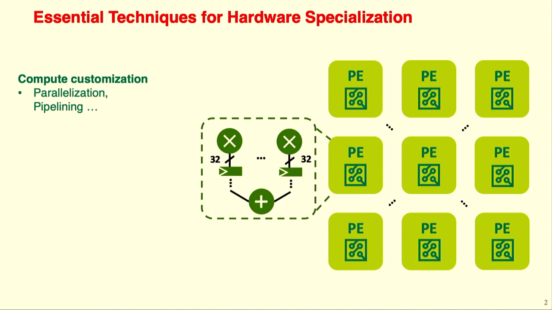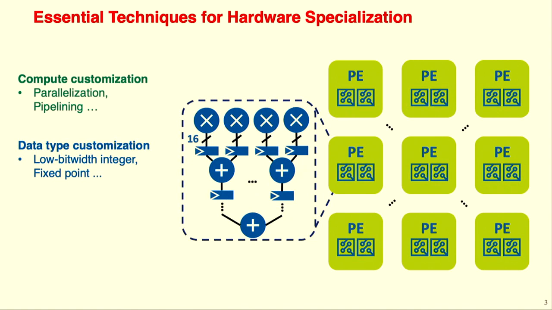So that's where we do parallelization, we do pipelining. That's what we call compute customization. Of course, in many cases, within the same silicon area, you want to run even more things in parallel. So that's where you exploit data type optimization. You want to run things at the right precision. You explore the trade-off between area or performance and accuracy, so you can use low bit-width integer, fixed point, or custom floating point types.